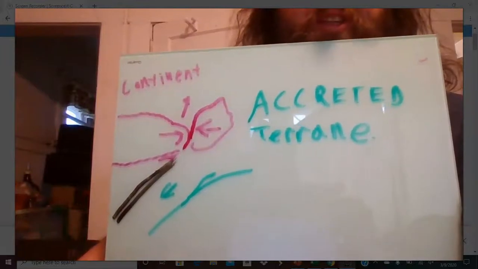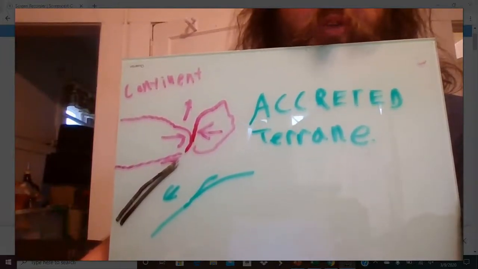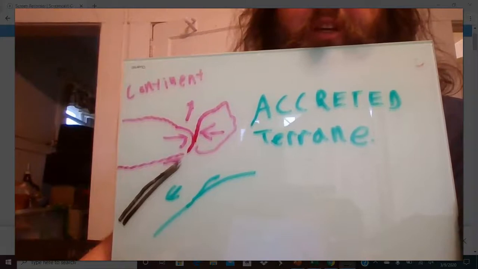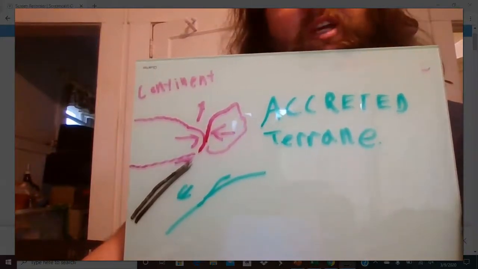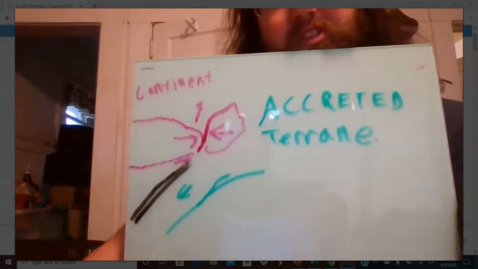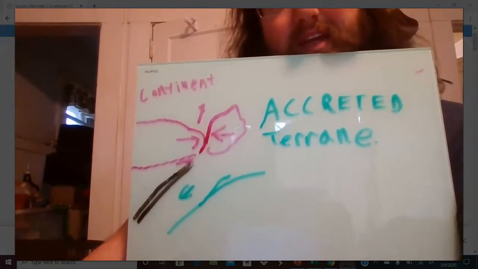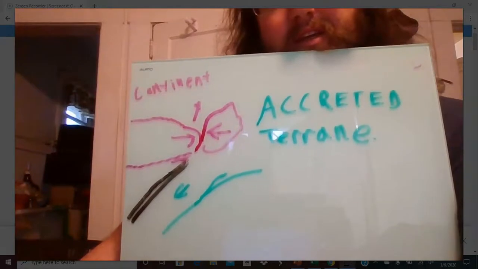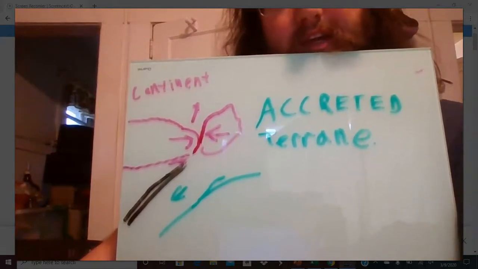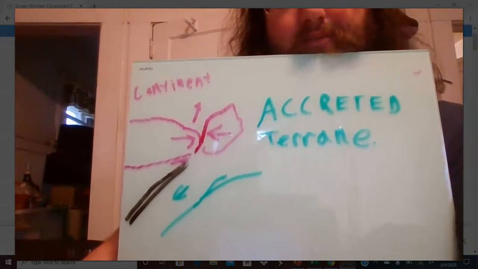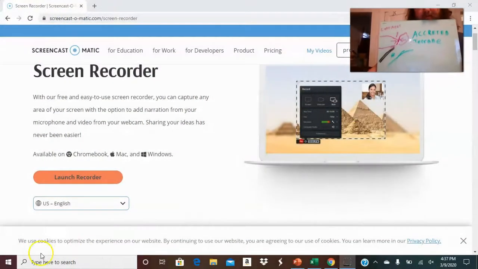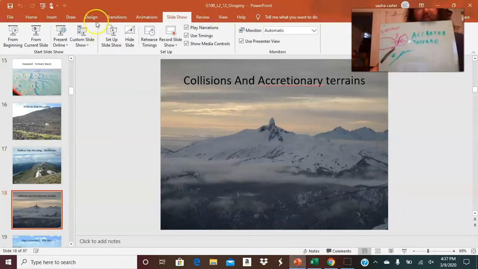And so what you'll see is something called an accreted terrain, a little sliver of continental material that got towed into the subduction zone. And because that continental material does not want to sink, it's going to collide horizontally. You're going to get thickening and mountain building and make your continent a little bit larger, all at the same time.